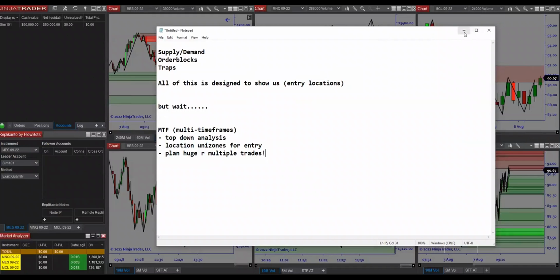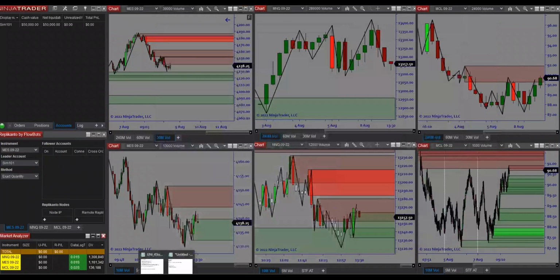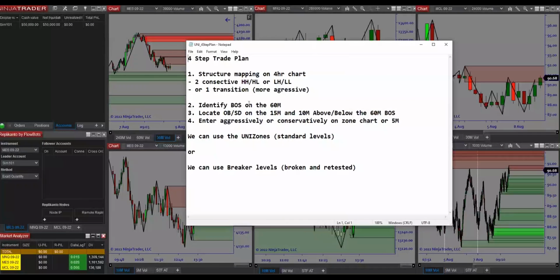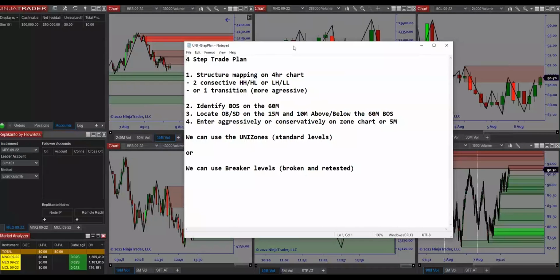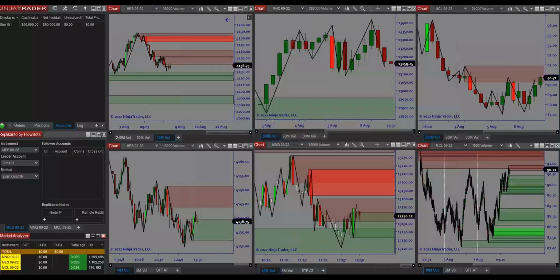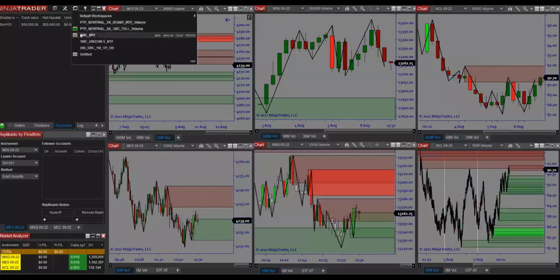Okay. So what I'm going to do is map this out. This is the simplest thing, but yet it can be the most powerful concept. This is a 4-step trading plan. And what I'm doing is I've got 2 workspaces. I'm going to show you 2 workspaces here. I've got this workspace here, and I've also got this workspace.